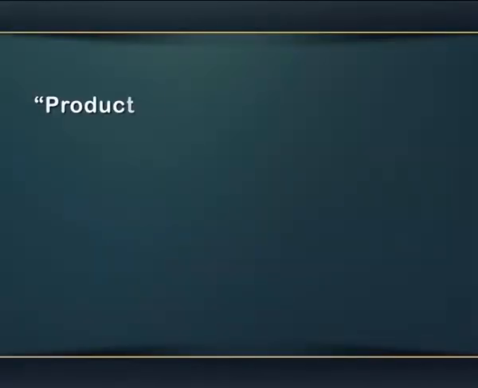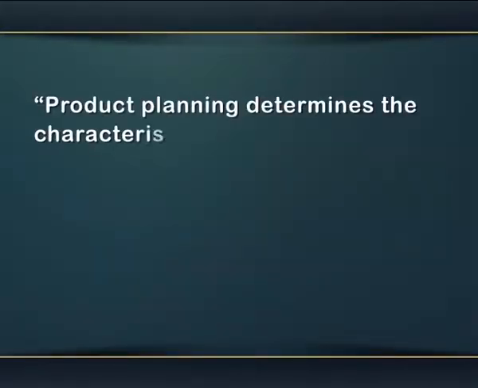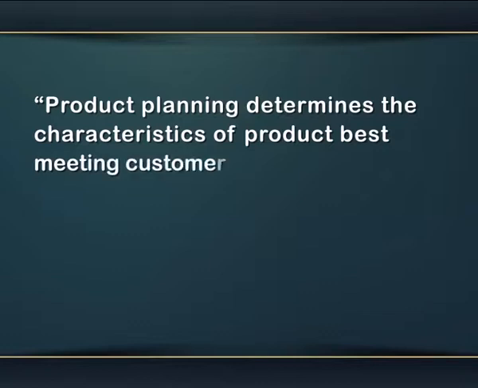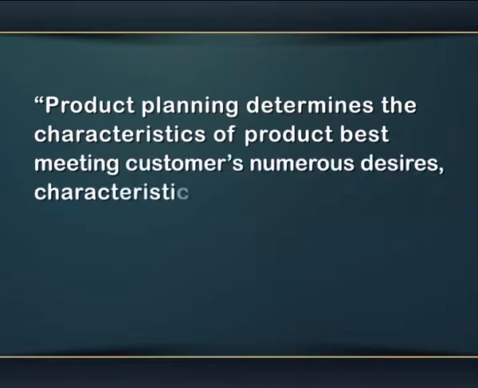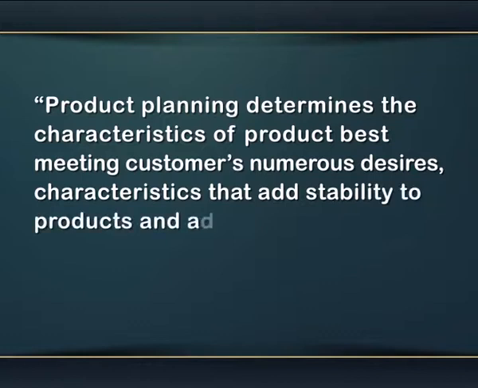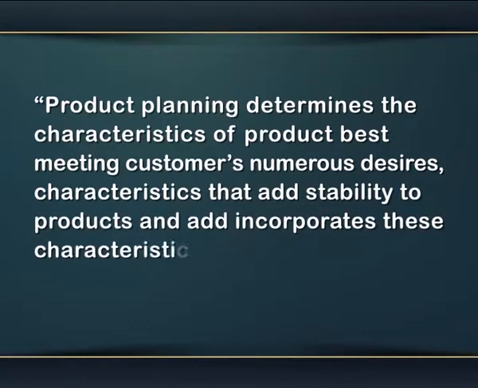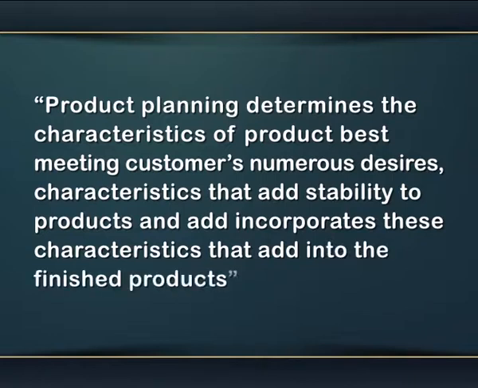Product planning is also defined by Johnson as: product planning determines the characteristics of product best meeting customers' numerous desires, characteristics that add stability to the product, and incorporates these characteristics into the finished products. Product development is an equally important function of the marketing management. It includes the decisions like what to produce or why to produce, how to make it attractive through packaging, what price should be fixed and other related decisions.